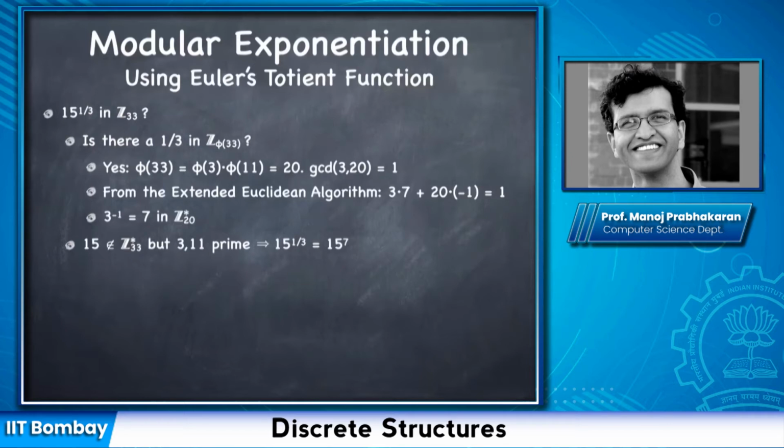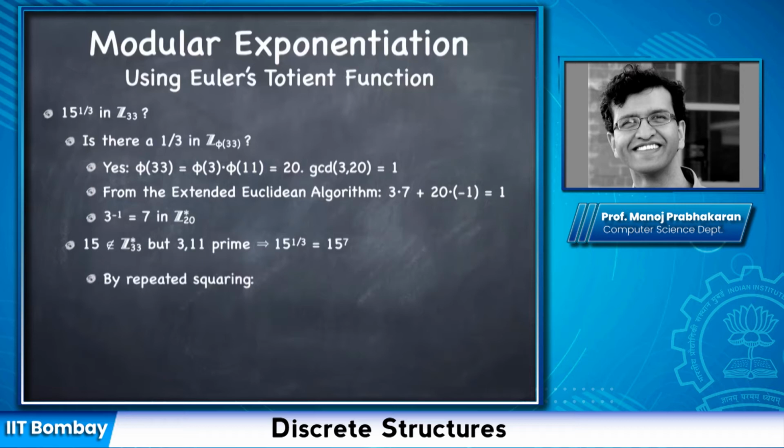However, as I was saying, you cannot apply Euler's theorem directly, because 15 is not in Z33 star. However, from what I just described in the previous slide, 33 is a product of two prime numbers and no squares involved here. So I can actually write 15 to the 1/3 as 15 to the 7. Okay.